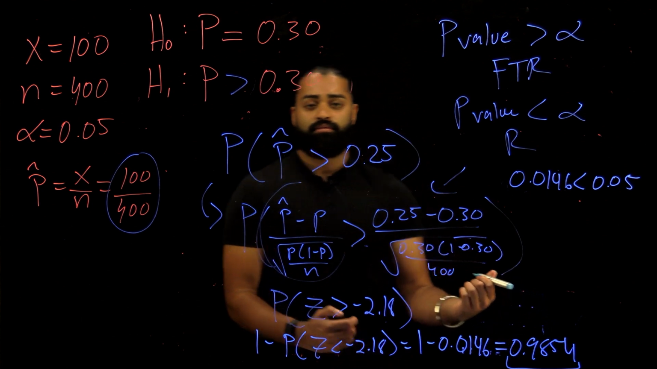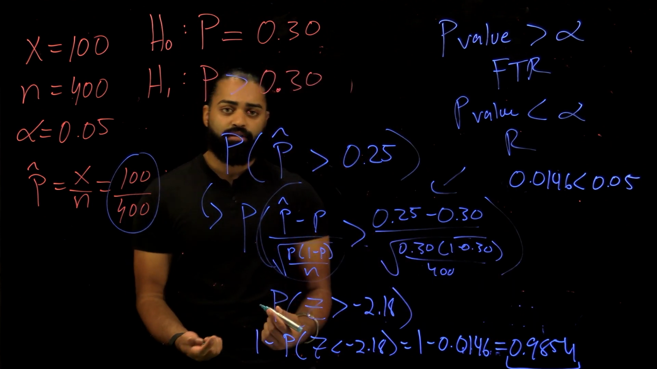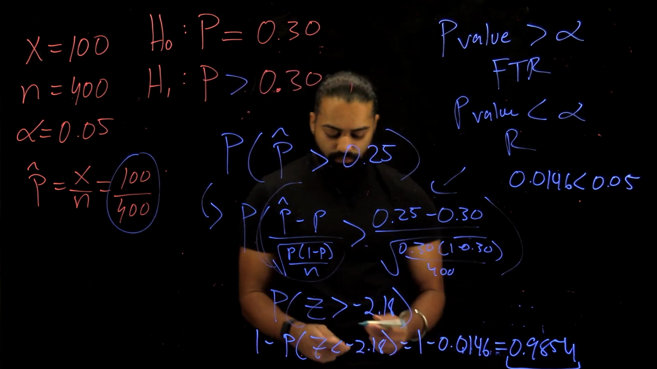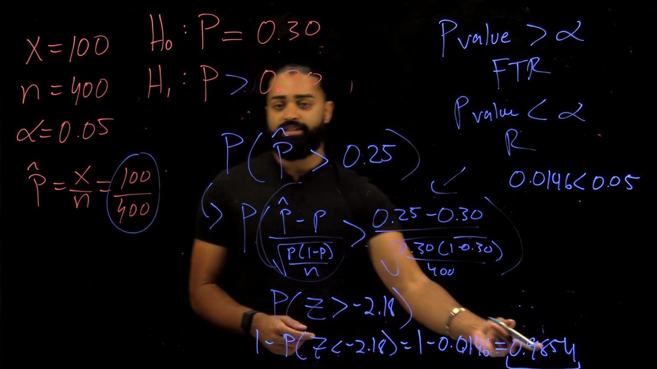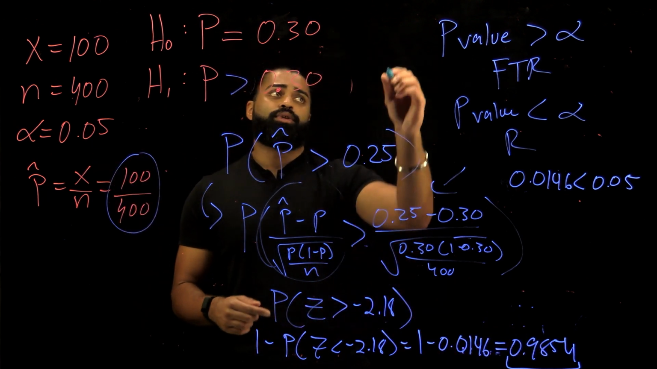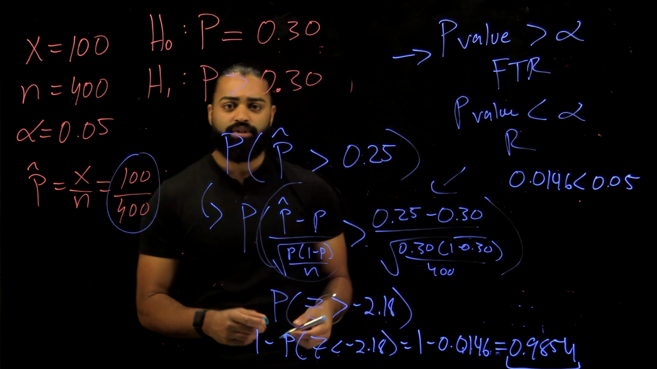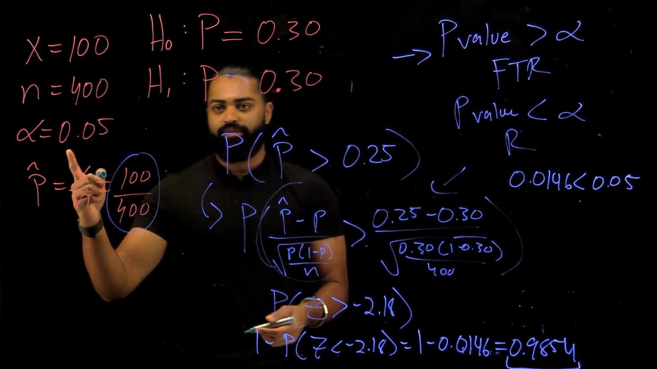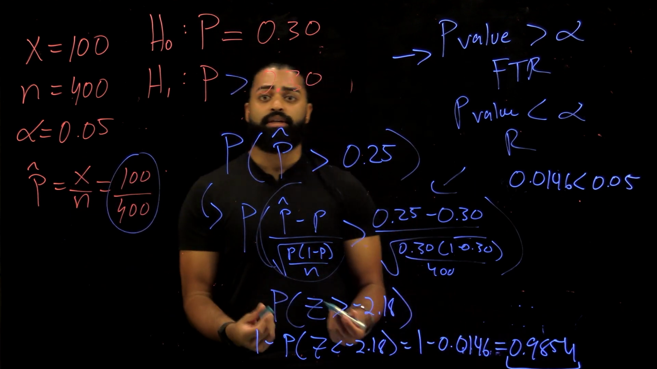Is this greater than or less than our alpha? In this case, 98 cents is greater than 5 cents. So our decision would be fail to reject. So depending on the sign, depending on alpha, and depending on your p-value, that helps you make a decision.